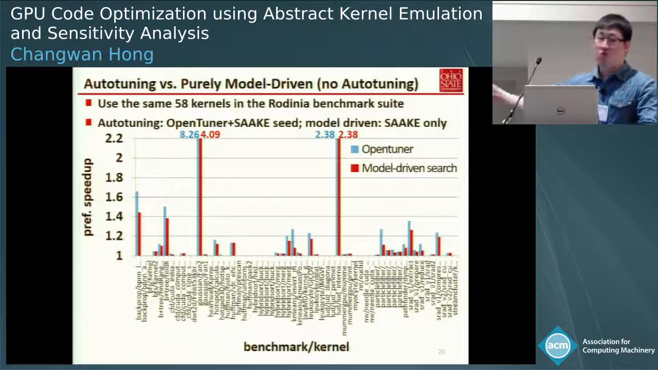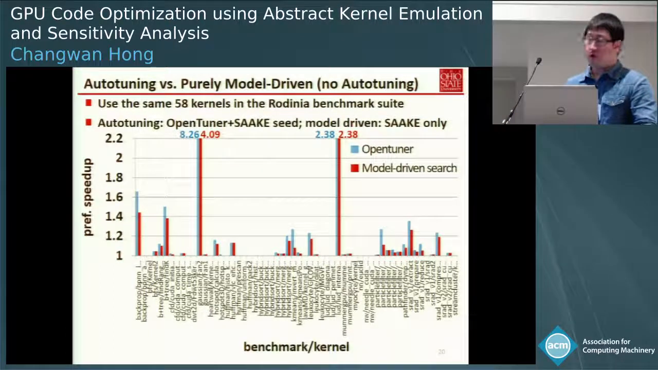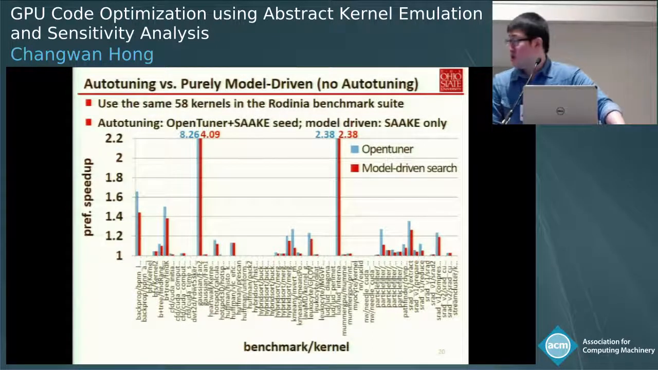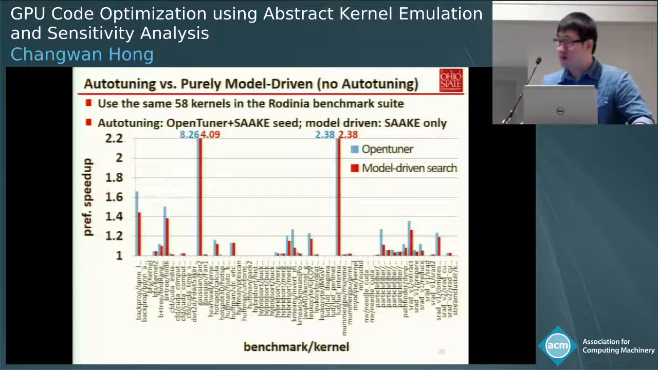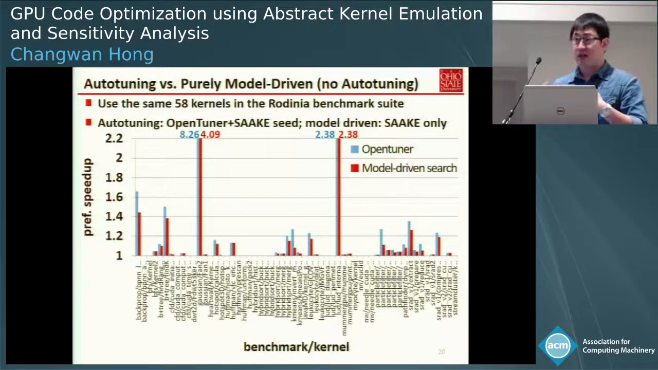We use the same Rodinia benchmark, and the blue bar is performance speedup with OpenTuner, and the green bar is performance speedup with model-driven search. As you can see, model-driven search finds the best configuration or close to the best configuration, which significantly reduces auto-tuning search time.